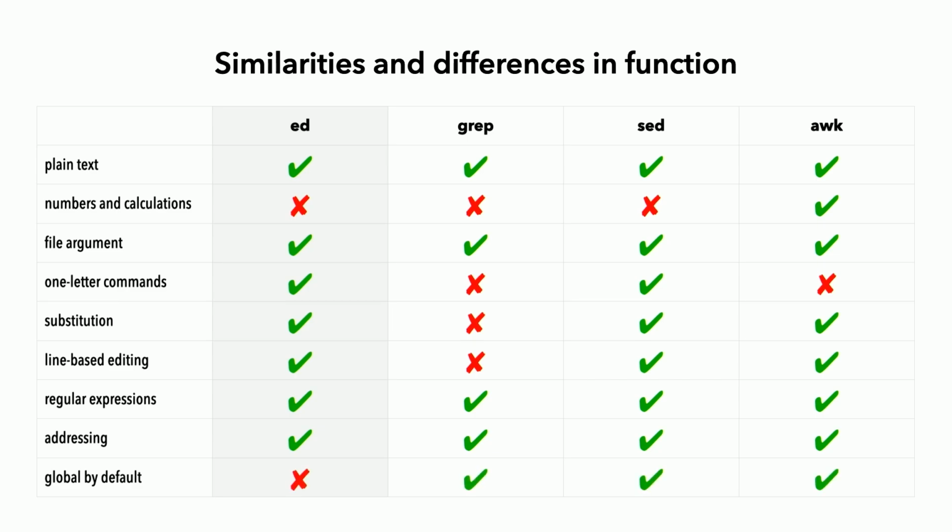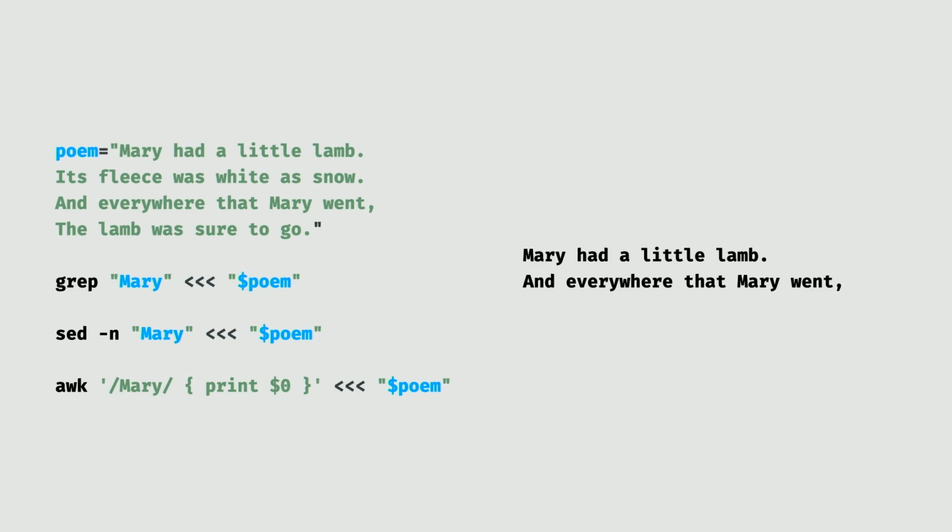Last on this list, I mentioned global by default, and notice how ED isn't global. So what do I mean by global? Simply put, a command applies to the entire amount of text you submit to it, and it will return everything that it finds, not just the first thing that it finds. Here's an example of what I mean.